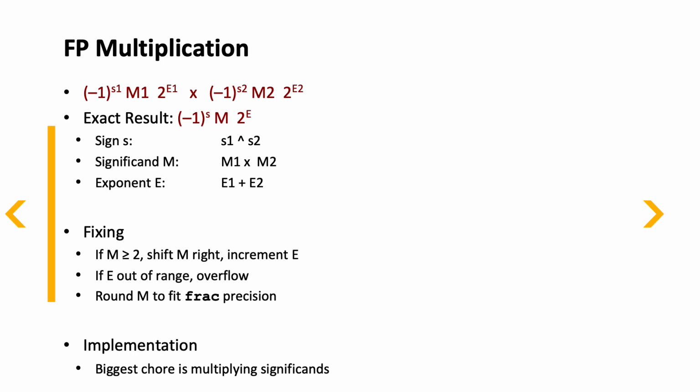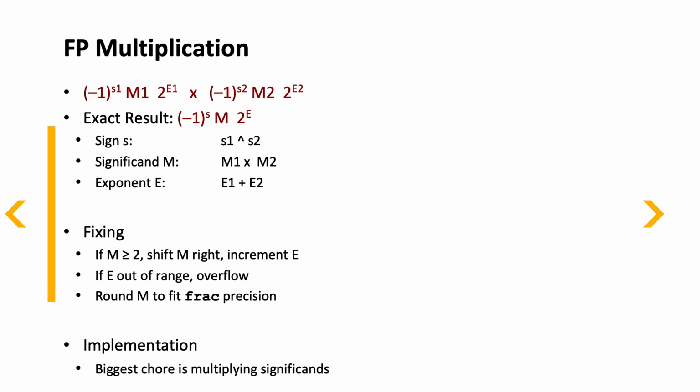So the fixing is where we get into our rounding, where we get into things where we have to shuffle things around a little bit. So if m is greater than or equal to 2, right, we have to shift m to the right and then increment e to take care of the fact that we've shifted m to the right. We've effectively moved the binary point to the left, so we have to increment e to reflect that.